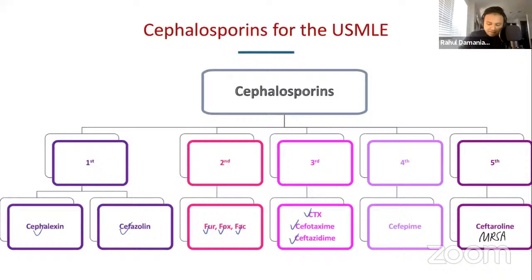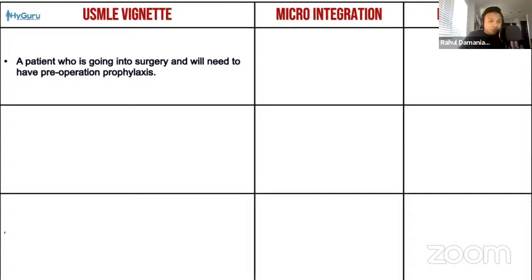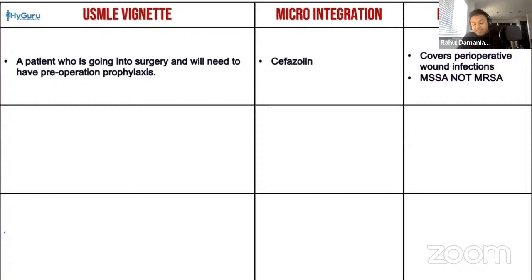So let's go through the vignettes that you need to know. A patient who is going into surgery and will need pre-operation prophylaxis. Remember, with pre-operation prophylaxis, you're trying to cover your skin agents, i.e. MSSA. And so you typically use IV cefazolin. Remember that cefazolin is a first-generation cephalosporin that covers perioperative wound infections, as well as MSSA skin and soft tissue infections, but cefazolin has no activity against MRSA.